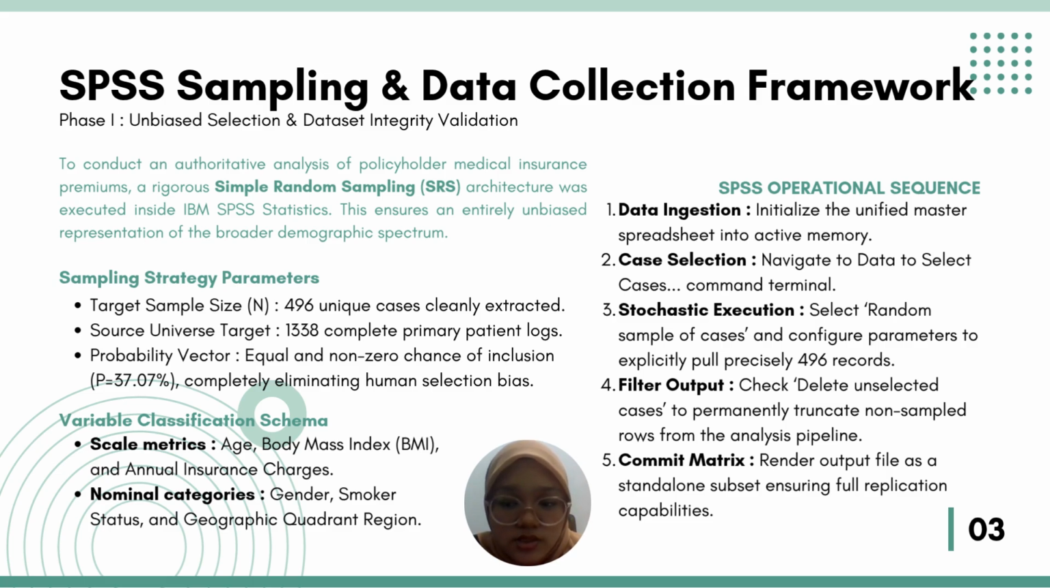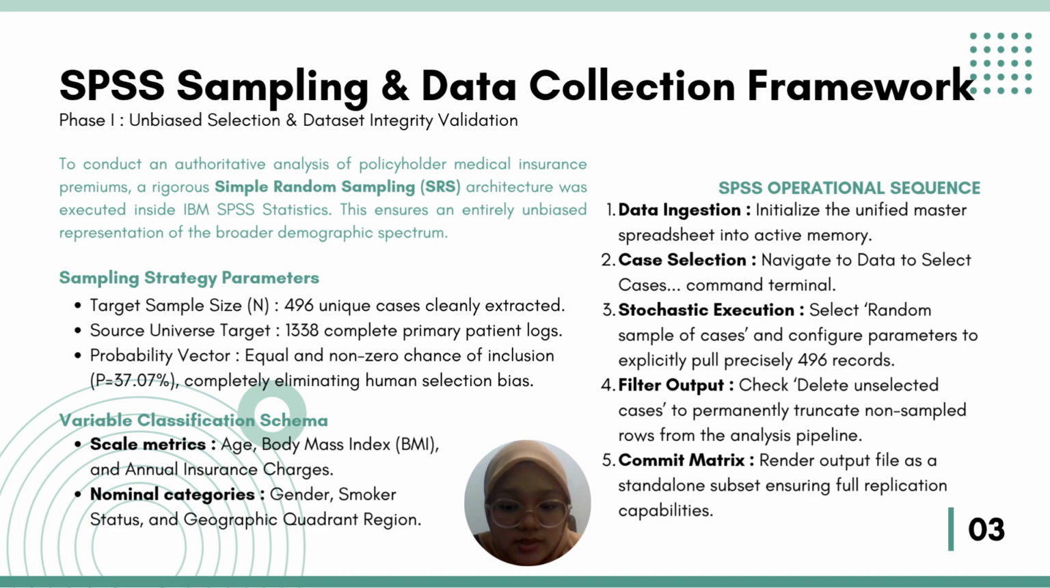The second category is nominal variables, which consist of gender, smoker status, and region. These variables are used to classify respondents into different groups. Moving on to the SPSS operational sequence, the first step was importing the dataset into SPSS. After that, we used the select cases function under the data menu. Then we selected the random sample of cases option and specified a sample size of 496 records.